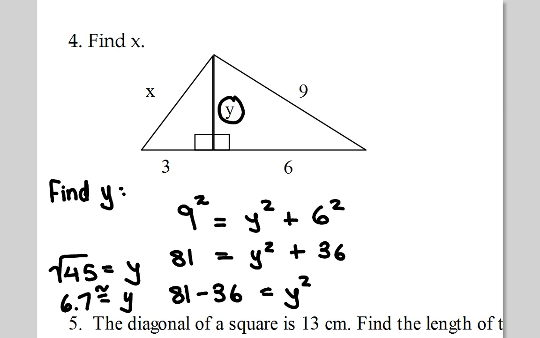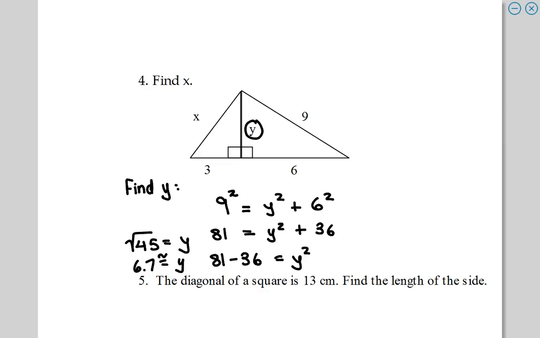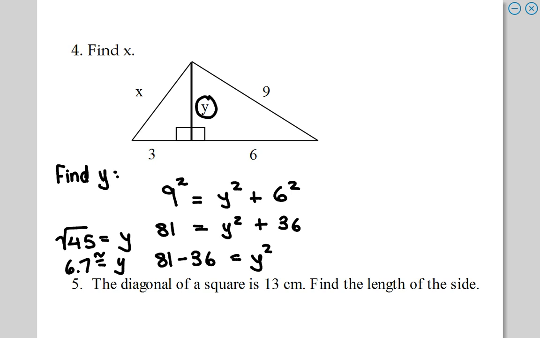Any issues there? Now when we go to find x, what I want you to do is when you substitute in that 6.7, I want you to take a bunch of decimals, so that you're accurate. So we know that x is the long side. Do you agree? Is x the long side? So then we'll have it alone on the left with 3 squared and y squared.